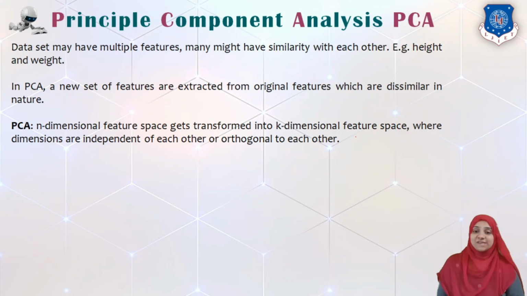or simply PCA. So here we have a data set with multiple features, and some features might be dependent on each other or similar to each other. Say, for example, height of a person and weight of a person. If height of a person increases, obviously weight of a person increases. Similarly, if height decreases, it is expected that weight also decreases. So height and weight are two different features which have some similarity among them.